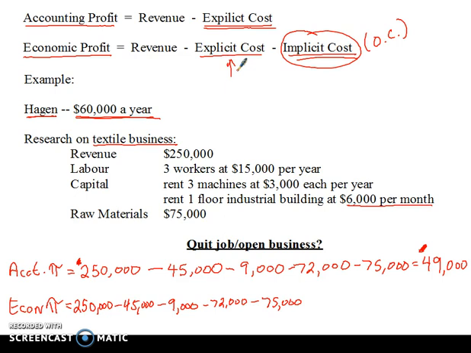But then we're going to subtract one last thing off of this, and that's going to be the implicit cost, which is the $60,000 a year that I could have made if I did not open this little textile business. So I have to subtract off that implicit cost, that $60,000 that was not included up here in accounting profit. So after doing that, it's going to change the equation because, okay, right here, this is the difference. This $60,000, this is the implicit cost that we are now including in the calculation to get the economic profit.